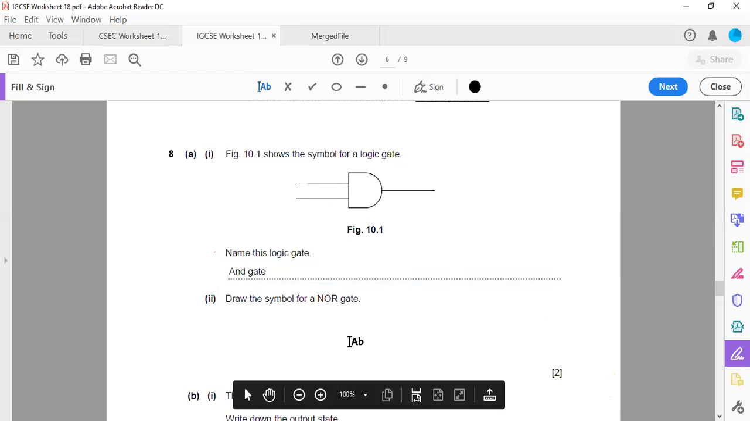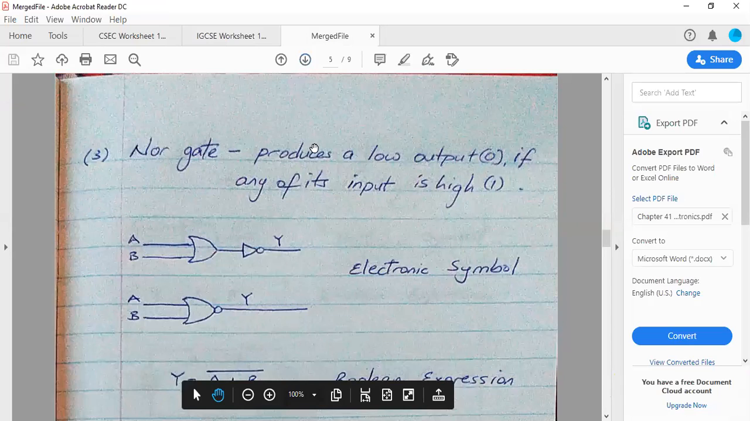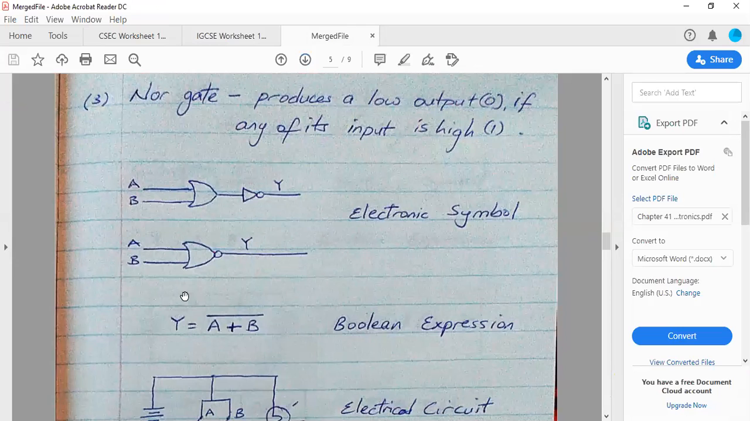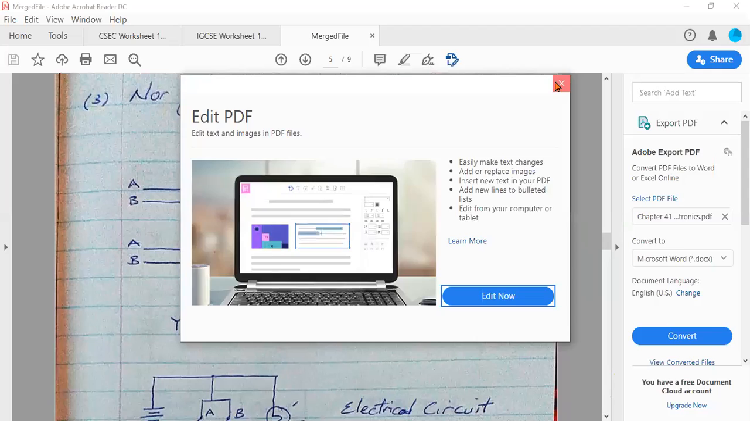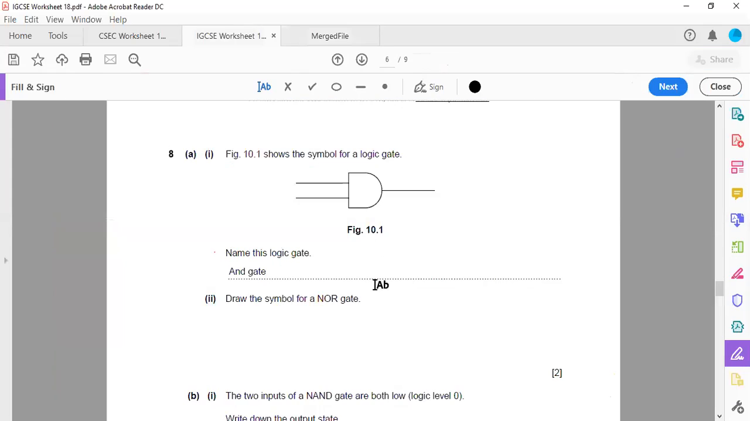Draw the symbol for a NOR gate. I can't draw it there, so the symbol you're going to use is this one here. This is your NOR gate. Just pay attention to that. Your NOR gate is this one here, so you're going to draw that symbol.